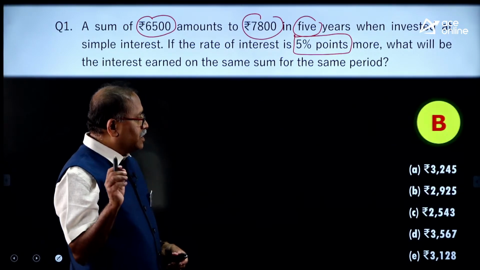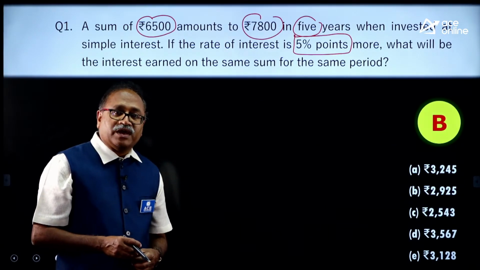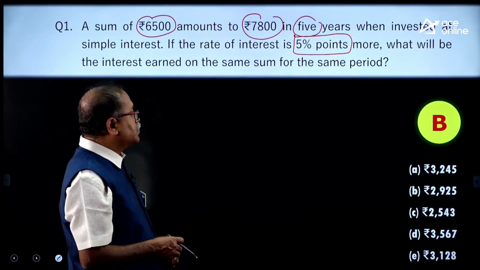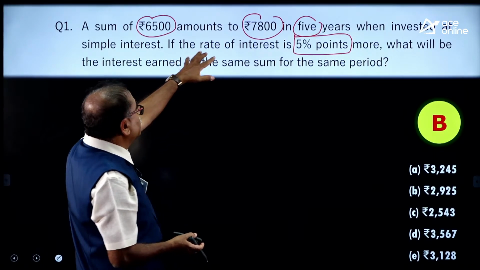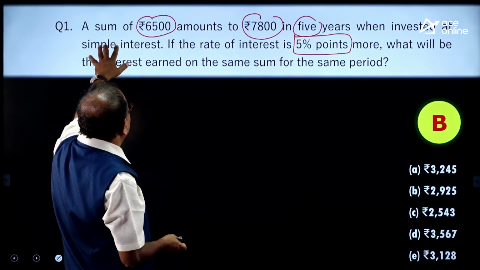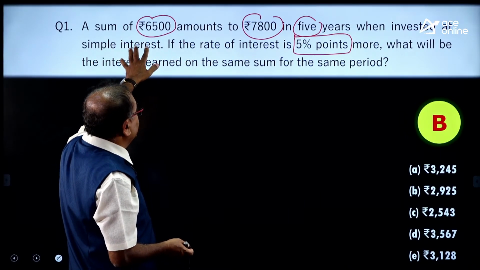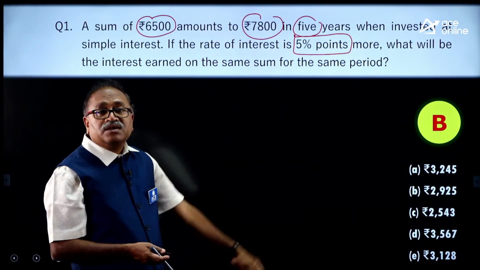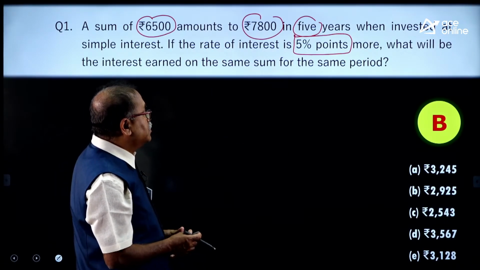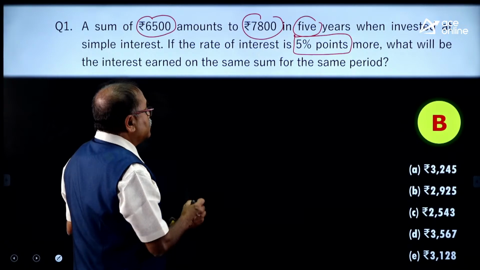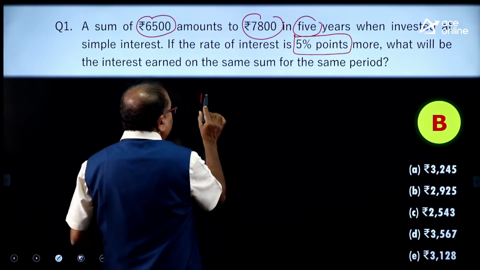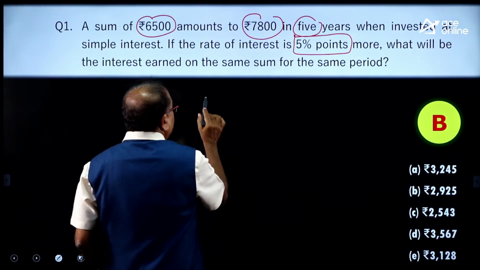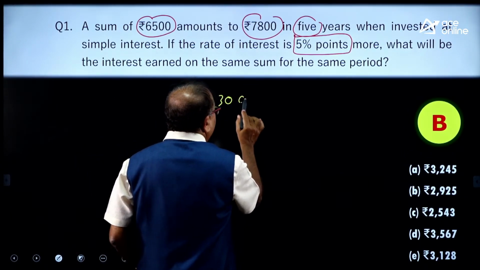Option choice B, that means 2,925. So, how is it? Let us work it out. I can notice that the amount is 7,800 and the principal is 6,500. So, clearly it is visible that 1300 is the interest. So, let us note that the initial interest is 1300.